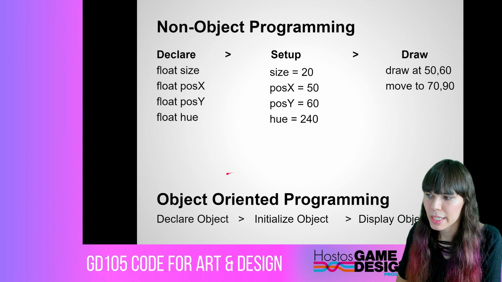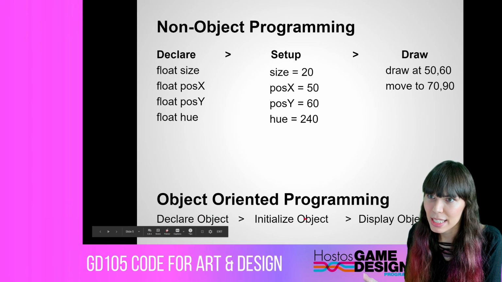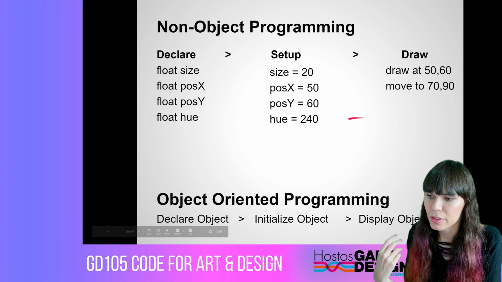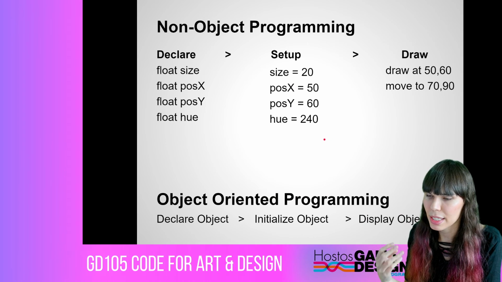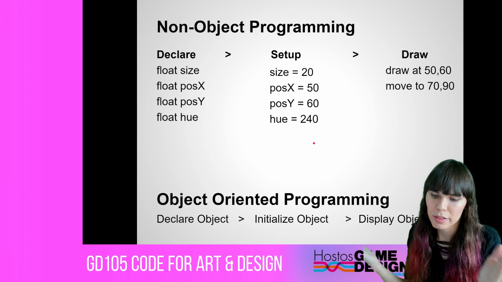When we're looking at object-oriented programming, we're first declaring an object, then initializing the object inside of setup, and then displaying the object inside of draw. This is very helpful because it allows us to do things in a very simple way that we're going to do over and over again.